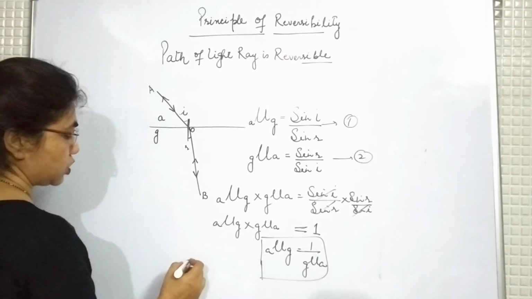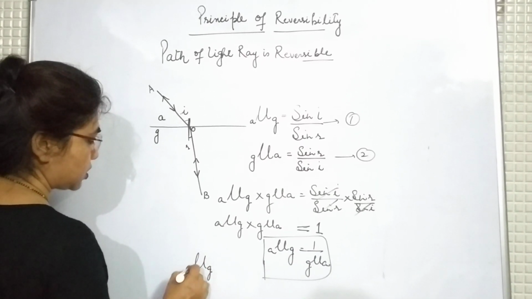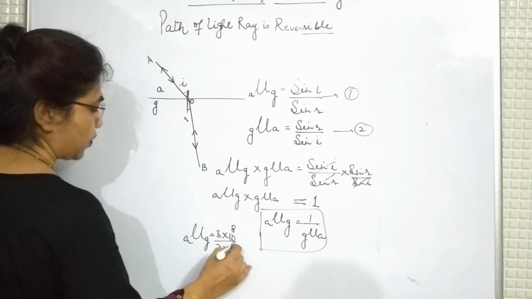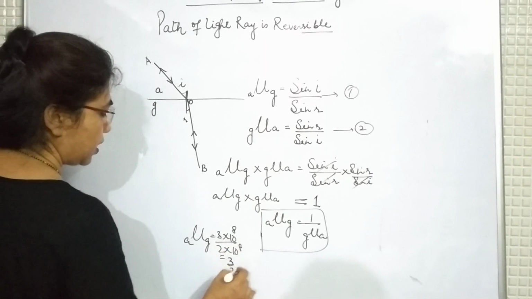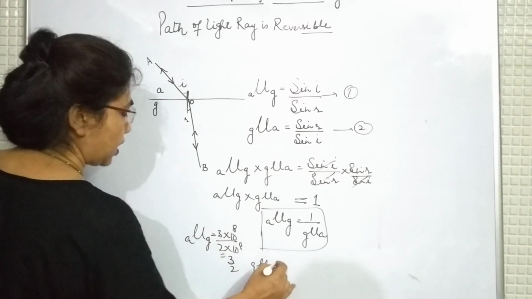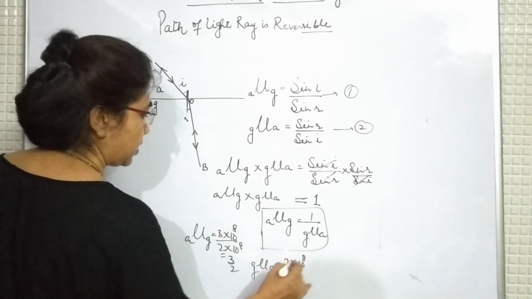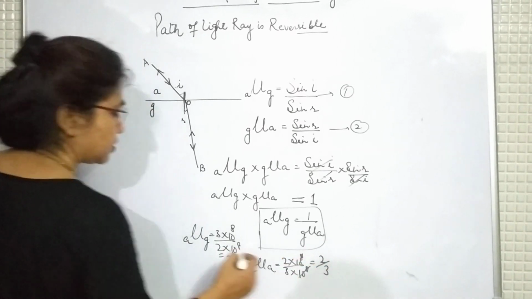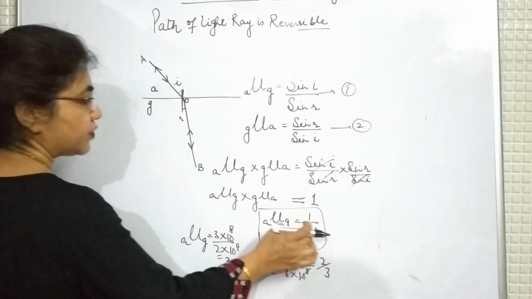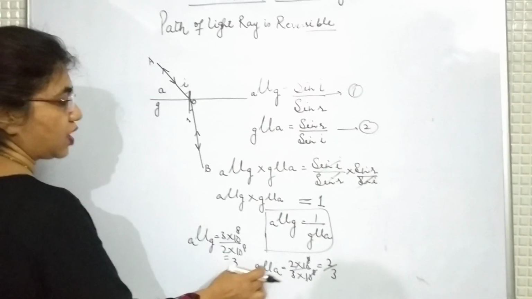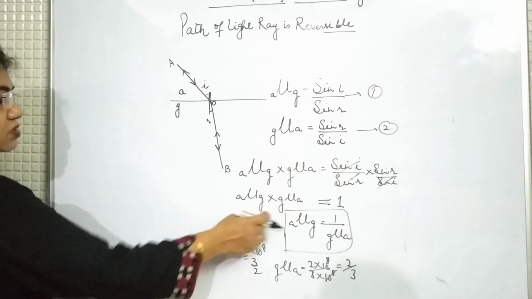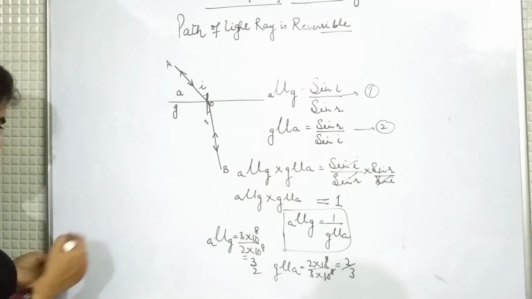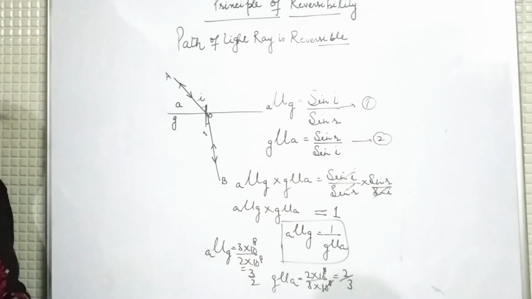So what is the use of this? Suppose you know the refractive index of glass with respect to air, as I already told you, 3 into 10 raised to power 8 upon 2 into 10 raised to power 8, net result 3 upon 2. And the refractive index of air with respect to glass is obviously 2 into 10 raised to power 8 upon 3 into 10 raised to power 8, meaning simply reverse this: 3 upon 2 becomes 2 upon 3. So if we know the refractive index of air with respect to glass and want to find the refractive index of glass with respect to air, we will not find it separately. We simply reverse this. That is the use of the principle of reversibility.